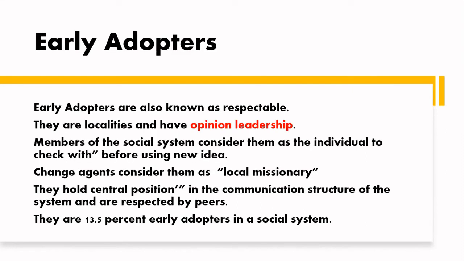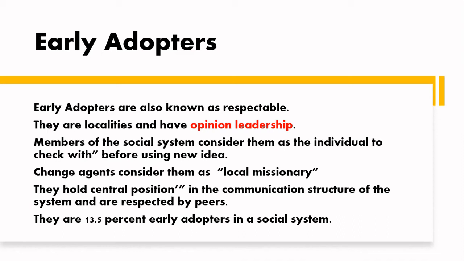The second group is the early adopters, also known as respectables; they are localities and have opinion leadership. I will come back to what is meant by opinion leadership in later slides. Members of the social system consider them individuals to check with before they use a new idea. These are the people who wait and want to check with others. They don't like to take on the cost factors. They are not keen to be open to new ideas, but they are very happy for others to try and practice new technologies.